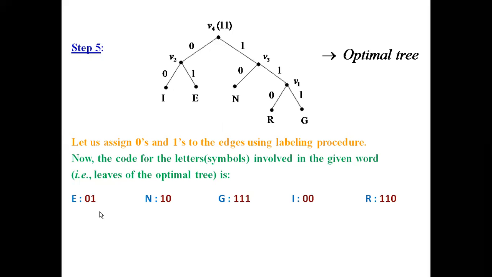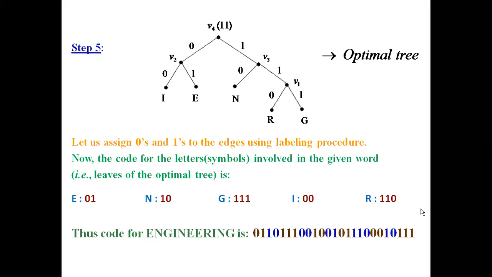So we have E equal to 0, 1. Starting from the root, you have to trace and write down the code always. So V4 is the root now, the final optimal tree. So starting from V4 it is traversing 0 and 1. So E gets the code 0, 1. Then N takes the code 1, 0. G has the code 1, 1, 1. It is traversing entirely towards the right side, so it is 1, 1, 1. I has the code 0, 0, entirely towards the left. R has the code 1, 1, 0. So this is how we have written the code for the letters of the given word.